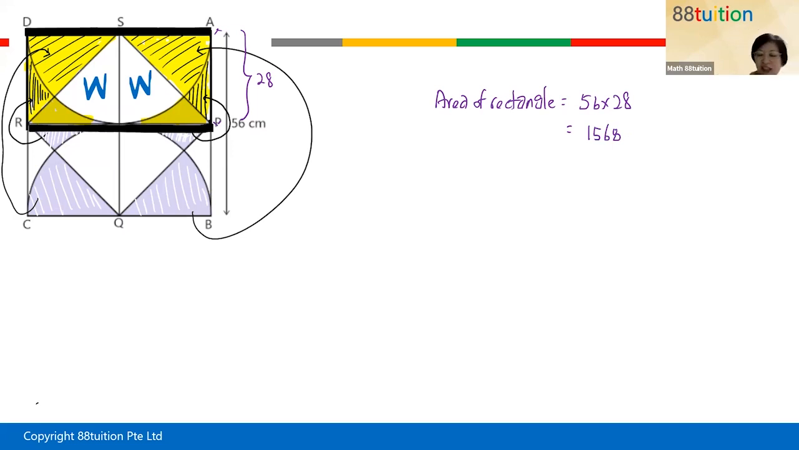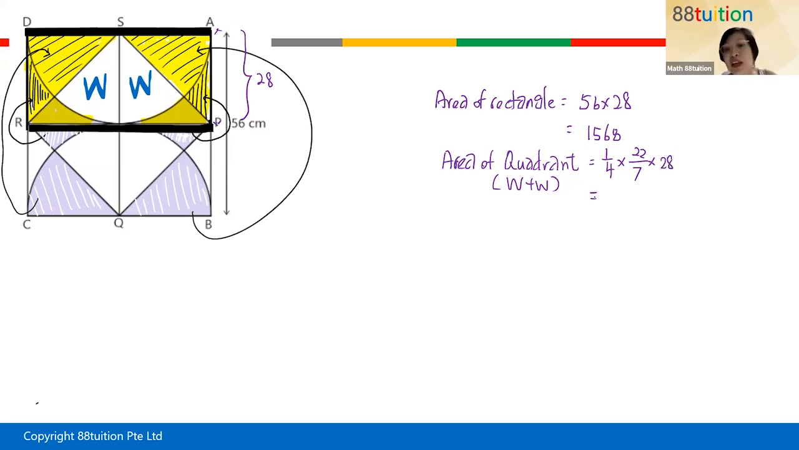Okay. Now, what does WW give you? It gives you a quadrant, right? Yeah, somebody said quadrant. Thank you. So area of quadrant, which is, I'm going to put there, W plus W. So that gives you a quarter multiplied by pi r squared. Where's the pi? Did they give you any pi or not? 22/7. And where's the r, which is the radius? Radius is 28. All right, can somebody help me with this?